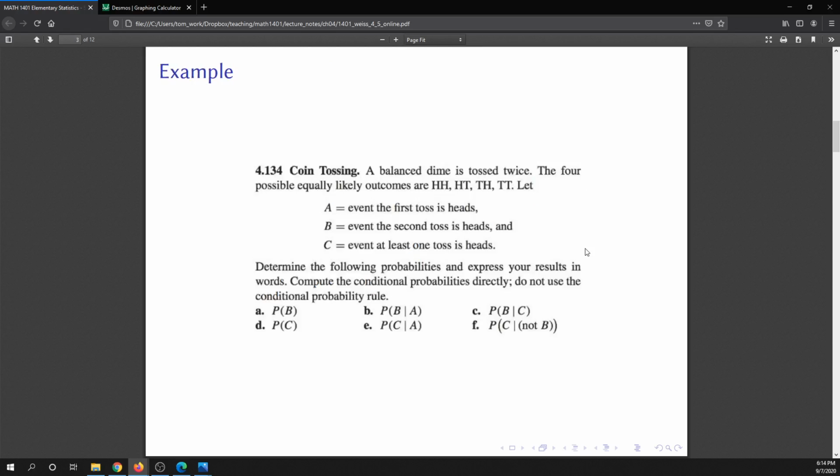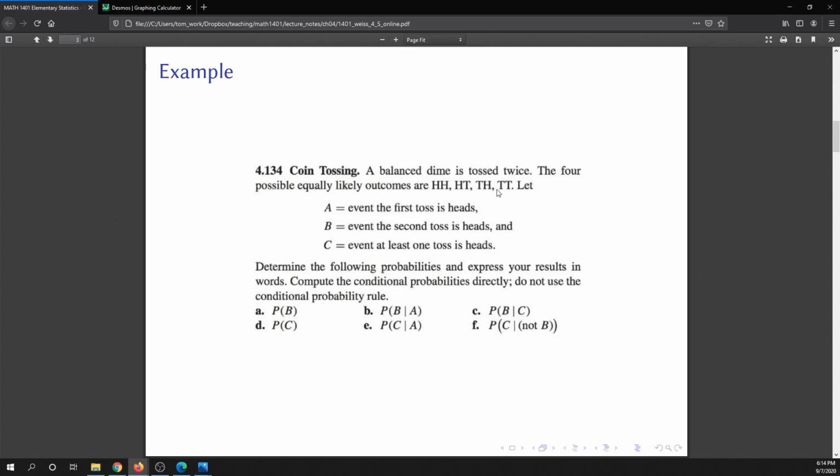All right, so now let's look at an example of how this would go. This is problem 4.134 from our book. It says a balanced dime is tossed twice. The four possible equally likely outcomes are heads heads, heads tails, tails heads, and tails tails. And so we have a very small sample space here. There are only four elements in this sample space. Because the sample space is so small, we can list out the elements of our events. And anytime you're able to do that, it makes it very, very simple to calculate probabilities.